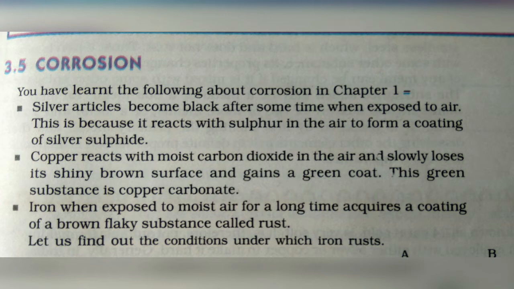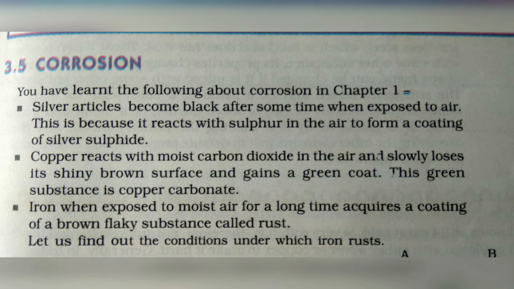Copper reacts with moist carbon dioxide in the air and slowly loses its shiny brown surface and gains a green coat. This green substance is copper carbonate. Iron, when exposed to moist air for a long time, acquires a coating of a brown flaky substance called rust.